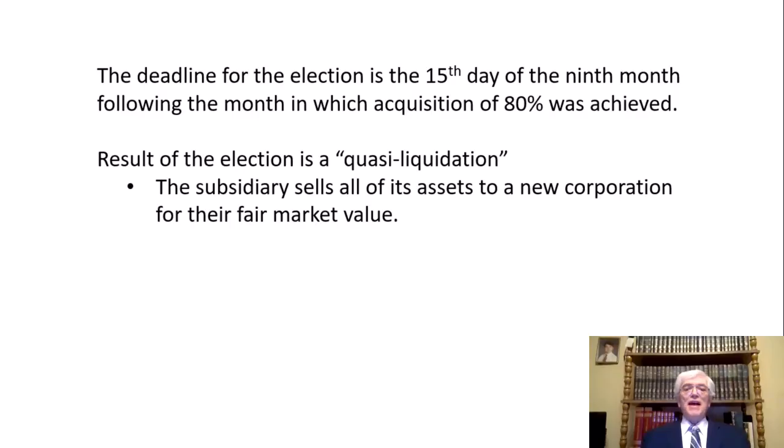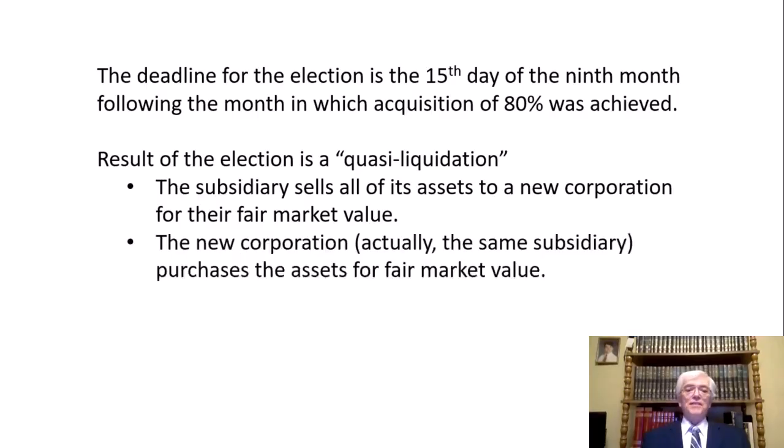So the subsidiary is going to sell all of its assets to a new corporation for the fair market value of those assets. That new corporation that it's selling to is itself. The new corporation, actually the same subsidiary, is purchasing the assets for their fair market value. So the subsidiary in its old existence goes out of existence, and a new corporation comes into existence, wiped clean of everything that it had before. Brand new corporation, even though it's actually the same legal entity that it was before.